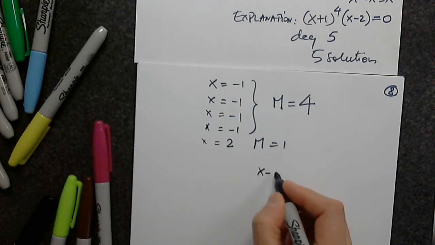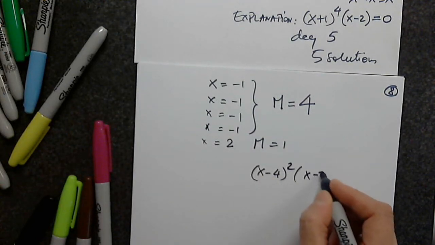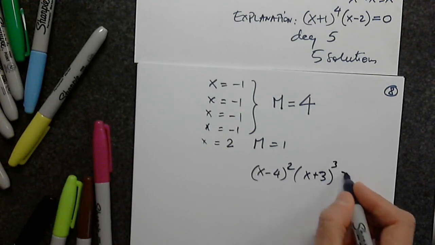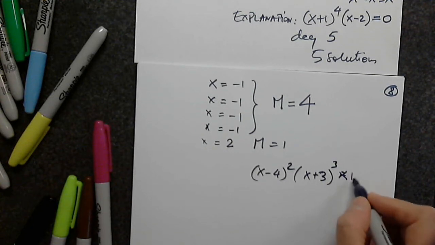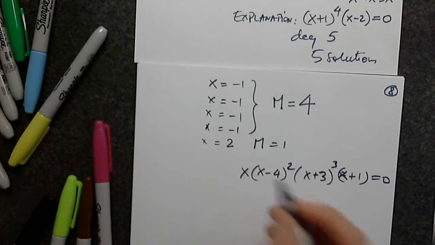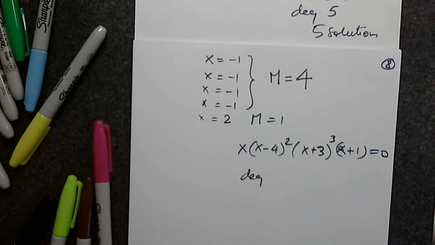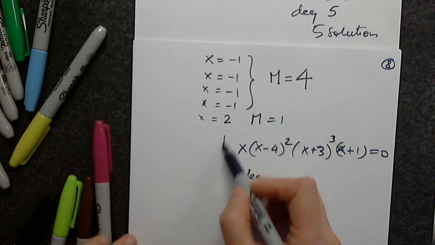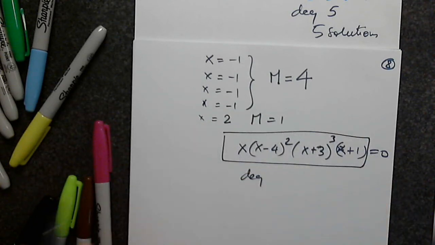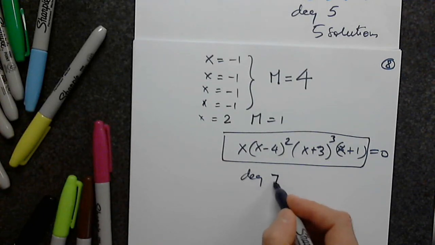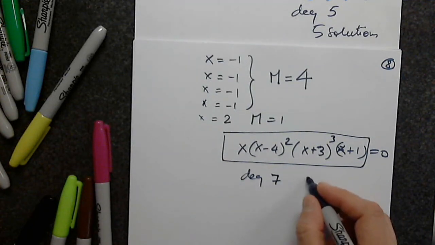Okay, here's another quick example. Let's say I have x minus 4 squared, x plus 3 to the 3rd, and x plus 1, and I also have an x in front. What is the degree? And that's 1 in the end too, right? Everything. 6. 1 plus 2 plus 3 plus 1. 7. Degree 7.